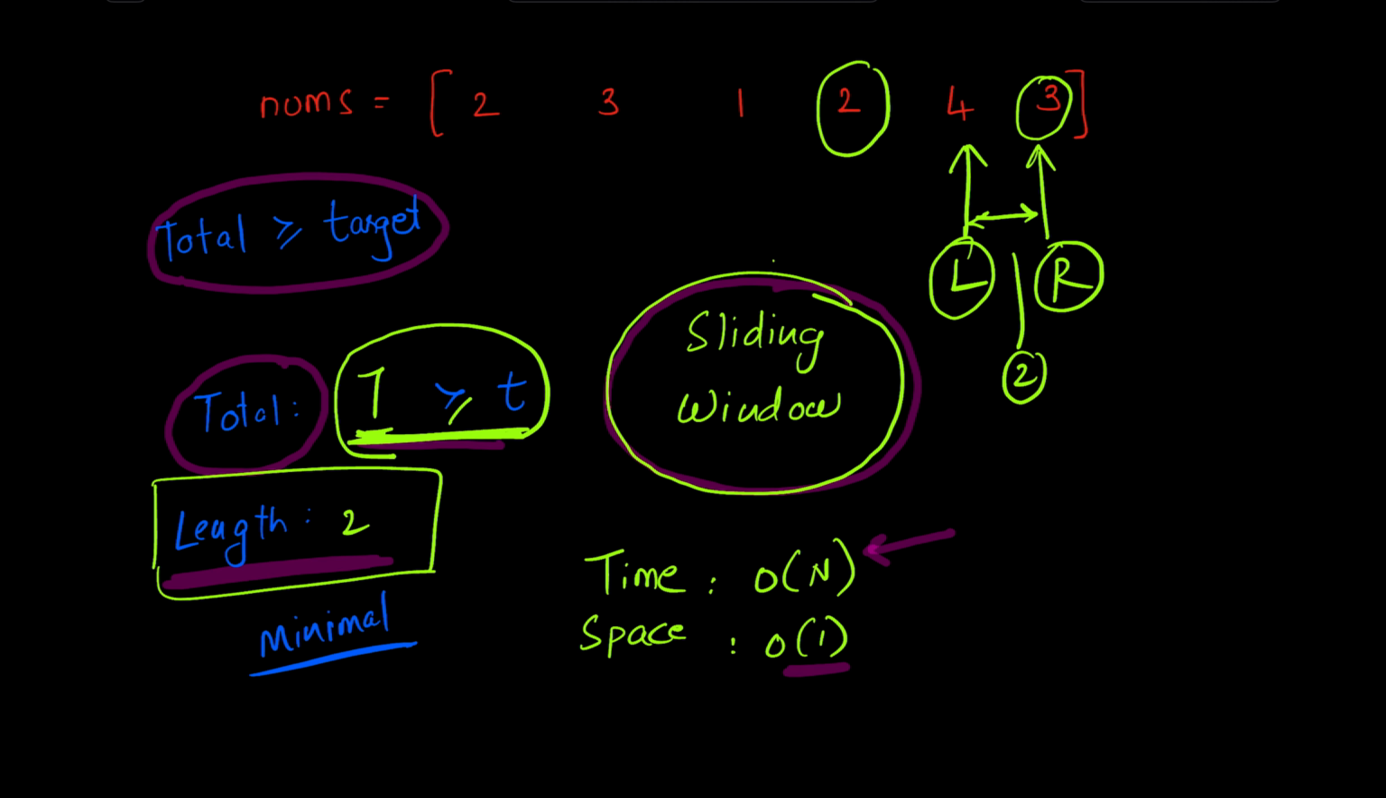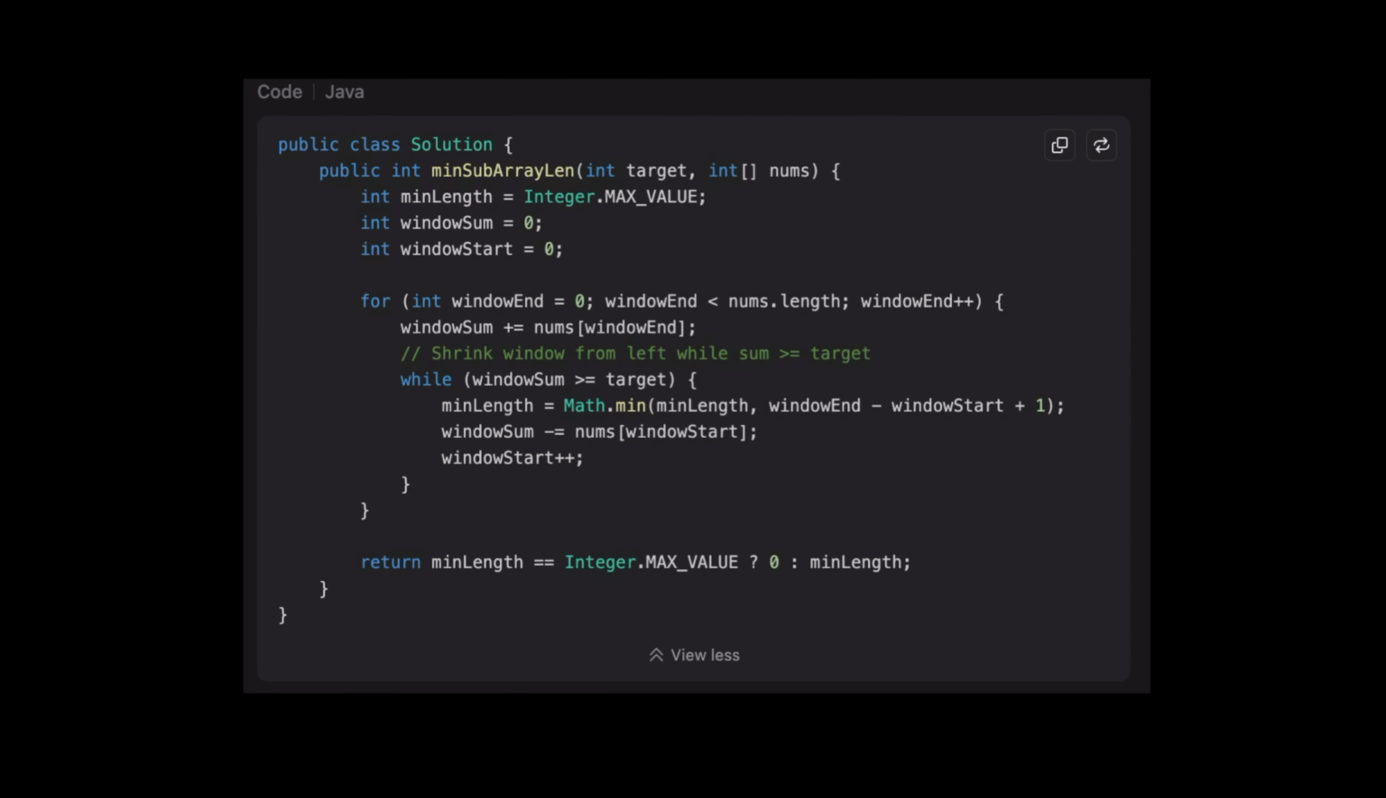Now let's walk through the solution in Java. Here's the solution in Java. I start by initializing 3 variables: the minimum length of the subarray, setting the default value to the max value, the window sum, which will be the total of all of the elements in the subarray, and the left index or the window start.